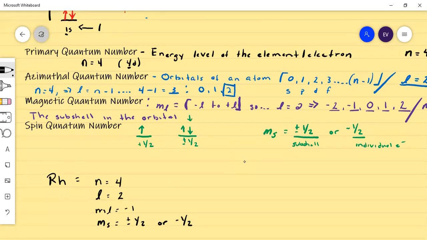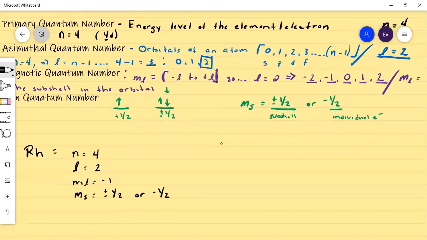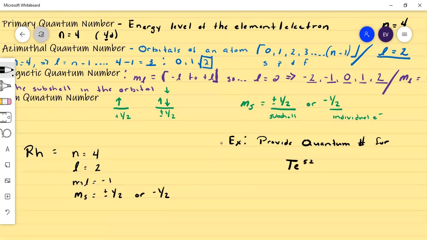What I want you guys to do for me in the Google Classroom, okay, is I want you to give me the quantum numbers for this element. That is number 52. Okay, I want you to provide the quantum numbers for this element. If you guys have any questions, please feel free to rewatch, send me an email. I'm going to assign this today.